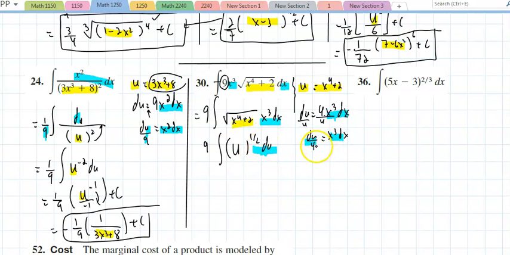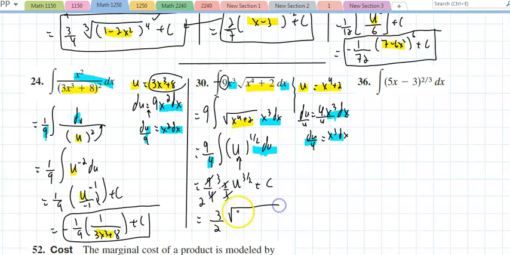And since the 4 is a constant, I could drag it up front. Basically, you're multiplying. Wouldn't that be 9 over 4? Add 1 to the power. If you divide by 3/2, that's like multiplying by 2/3. And wouldn't this reduce and this reduce? Wouldn't that be 3/2 the square root of u cubed? And do you remember what u was? u was x to the 4th plus 2.